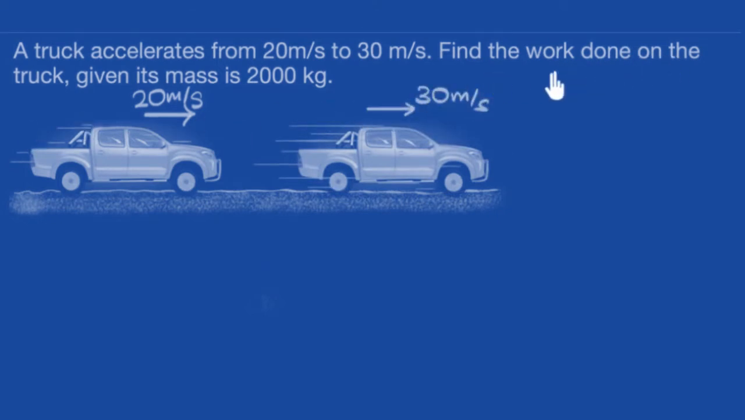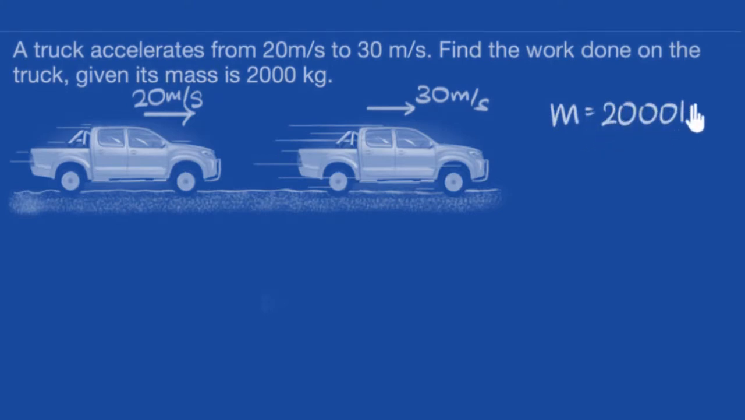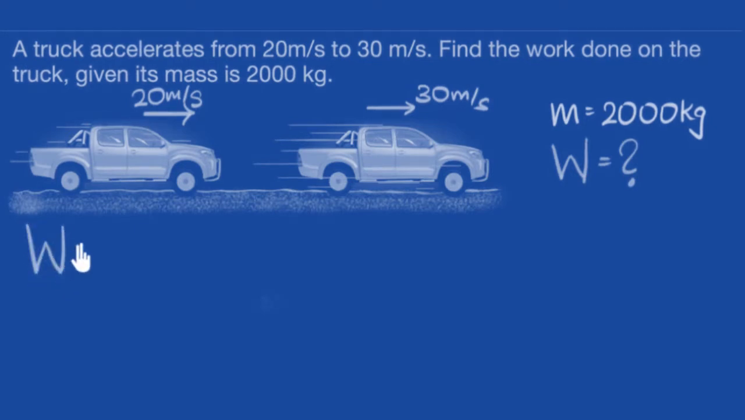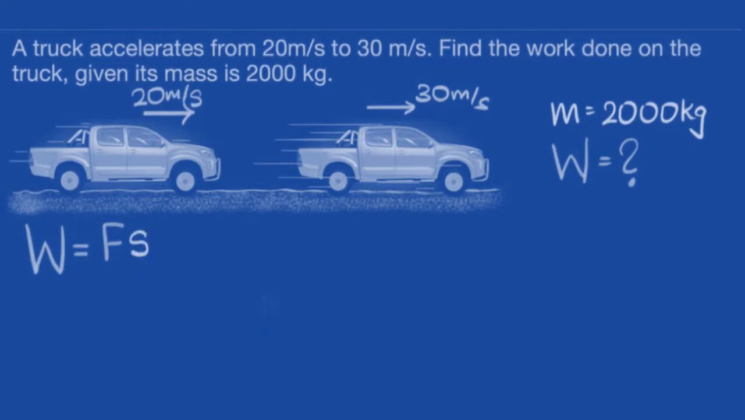We are asked to find the work done on the truck. How much is the work done on the truck, given its mass is 2,000 kilograms? Let's write that down over here, 2,000 kilograms. We need to calculate the work done. So how do we calculate work? Well, we have seen that work done is calculated as the force acting on a body multiplied by the displacement of the body.